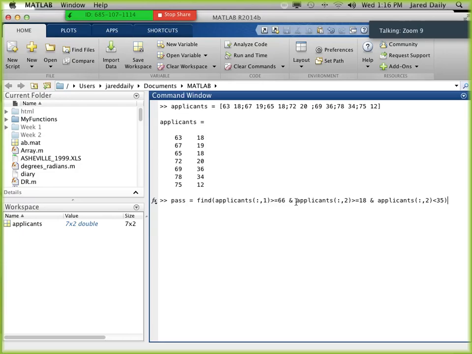So if we apply this filter, and this is sometimes called a logic filter, but we're essentially applying these requirements, or making these decisions, and seeing what this returns for us, and it gives us 2, 4, and 6 as possible applicants that we're interested in. So 2, which would be this one right here, 67 and 19. 4, which would be 72 and 20, and 6, which would be 78 and 34, right?